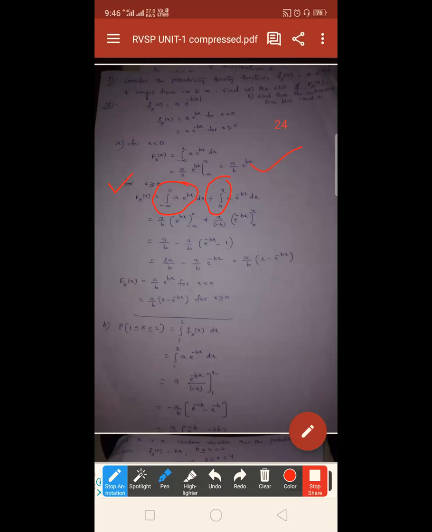Actually, according to the given data, you have to take the limits from 0 to x only. But you have to add previous values also because this is a cumulative distribution function. That's what I am saying. Okay. So after solving for this, you will get this one.